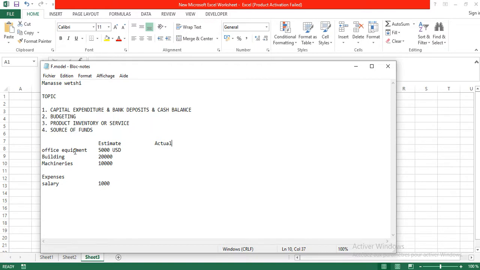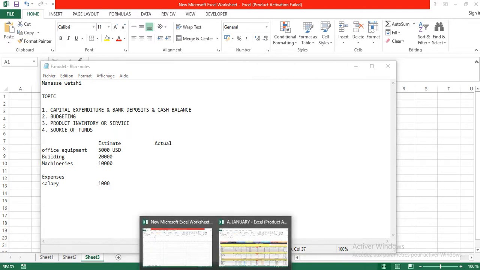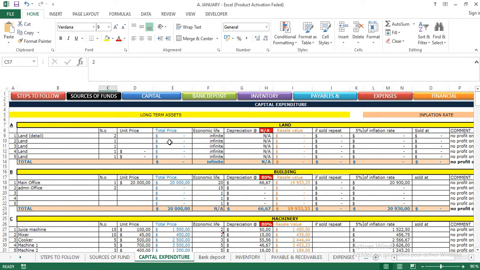So this is the estimate price and this is the actual price of your expenditure. Let me just show you an example of capital expenditure, how I built it in the past. Yeah, this is the right page. We will build it together, but first you need to understand the concepts of capital expenditure much more deeply. Today I will be discussing only about this.